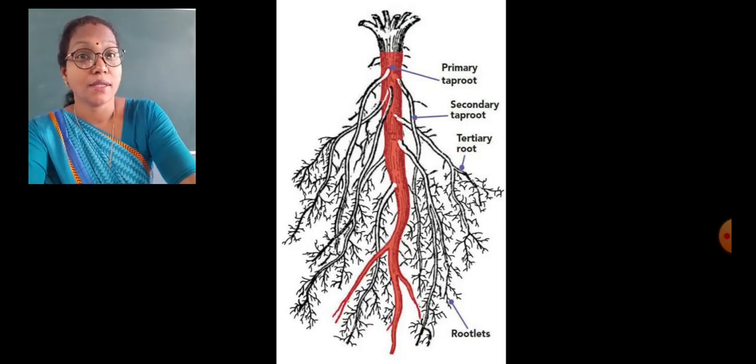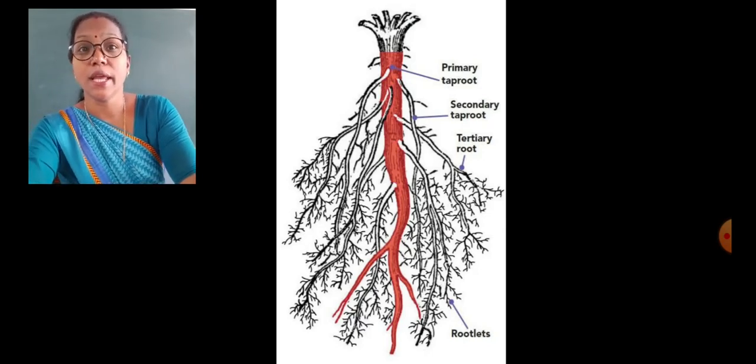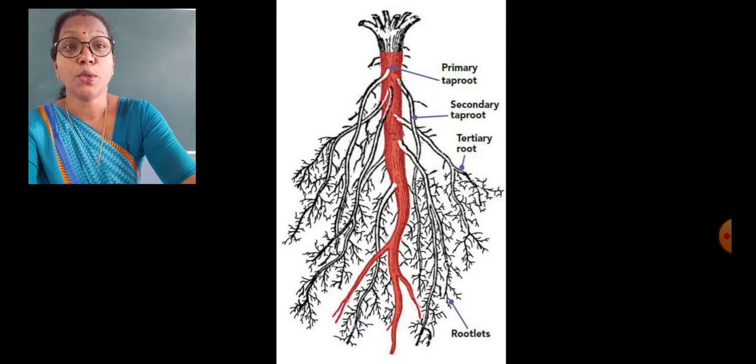The root is the important part of the plant that is present inside the soil. There are mainly two types of roots. According to their structure, the roots are divided into two categories. They are the taproot and fibrous root. Firstly, we are going to study about the taproot.